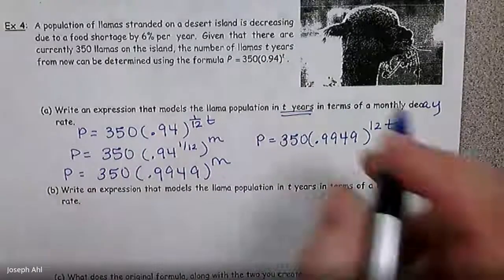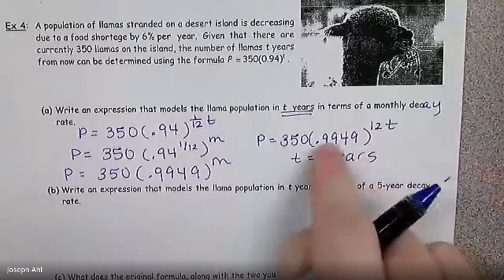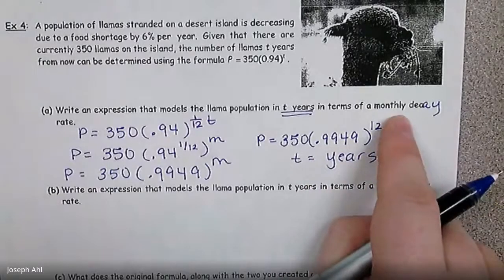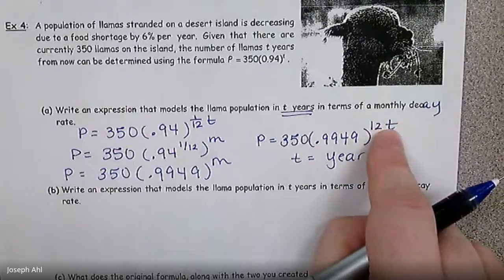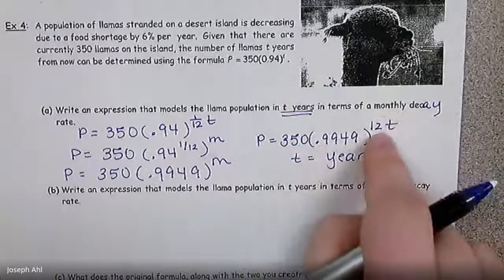Okay. So now we can do this as T is time in years, because we're using a monthly rate. But when I plug in the number of years here, if I plug in 1 year, that would be 12 months later, right? If I plug in 3 years, the exponent becomes 36. So we would be using the monthly rate for 36 months.